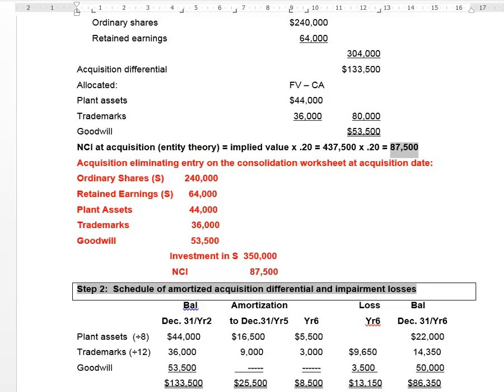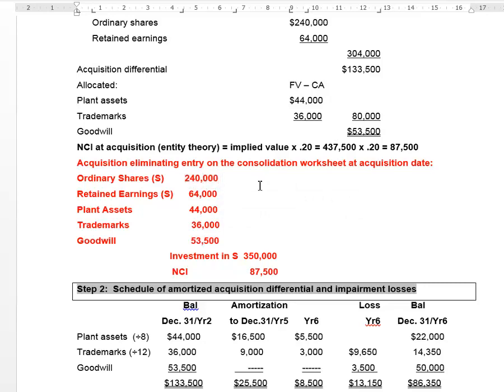Now, in most questions, it may not ask, but I usually ask you to do the acquisition eliminating entry on the consolidation worksheet at acquisition, which does what? It sets up on that third set of books any of the fair value increments, because don't forget, on the consolidated books, they have to amortize those things. So you're going to pick up the NCI as well on the consolidated balance sheet, as well as the plant assets, the trademarks, and any goodwill that was calculated, which we found is $53,500. Don't forget, we want to avoid double counting.